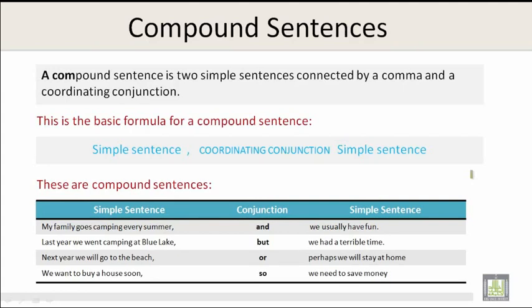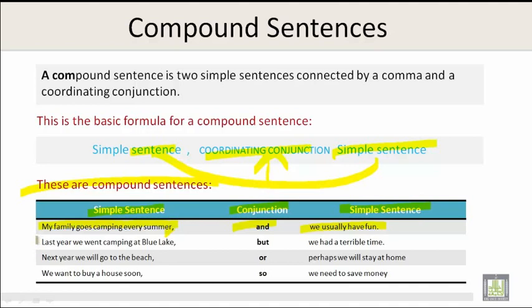Let's take a look at this. This is the basic formula for a compound sentence: simple sentence, coordinating conjunction, simple sentence. There are two sentences connected by a coordinating conjunction. These are compound sentences. My family goes camping every summer is the first simple sentence. The conjunction and joins them. And the last simple sentence is we usually have fun. And it reads, my family goes camping every summer, comma, and we usually have fun.